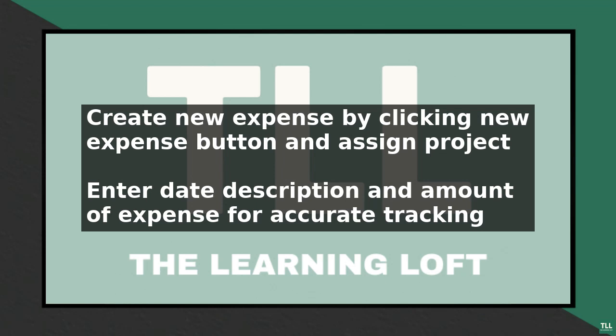To categorize expenses, use the Category drop-down menu to select the relevant category, such as travel or equipment. This helps in generating accurate reports and invoices. Bill4Time also allows you to set up expense rules to automate the categorization process.